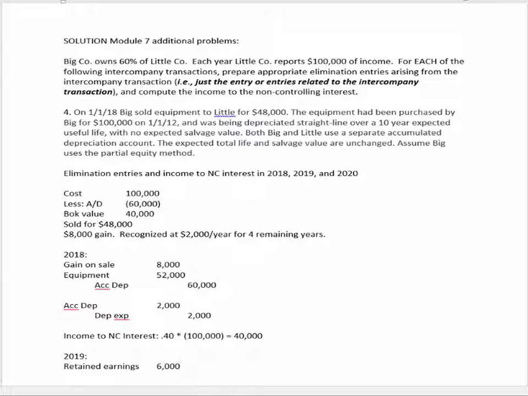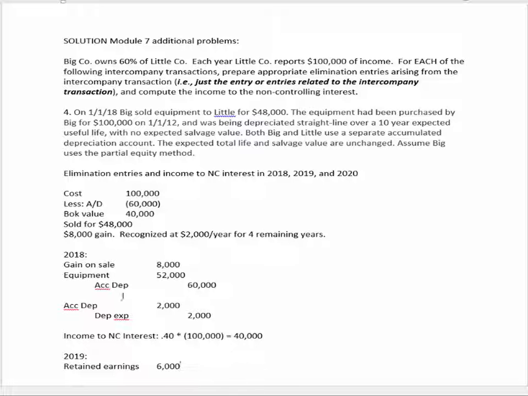Basically, the idea is that under the partial equity method, Big company, the parent, did not adjust or correct their investment income to remove the unrealized gain or loss. So their income was overstated back in 2018, which means their retained earnings is overstated, which means we need to fix the retained earnings by reducing it.